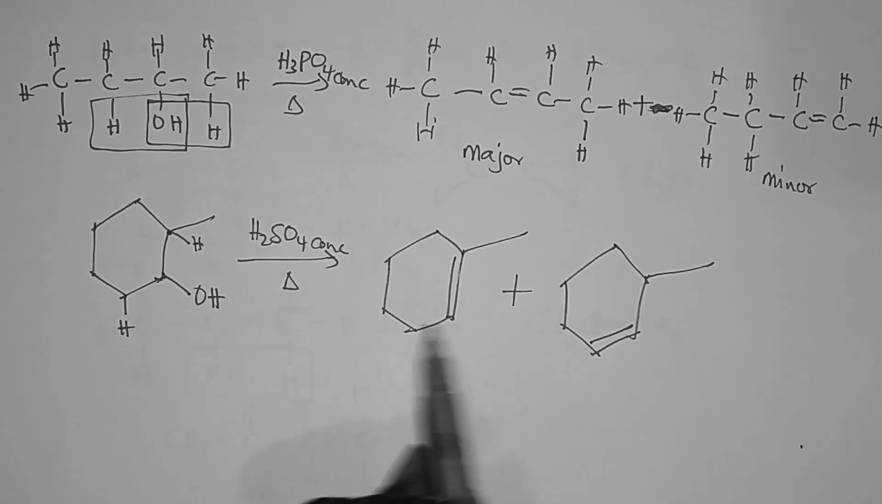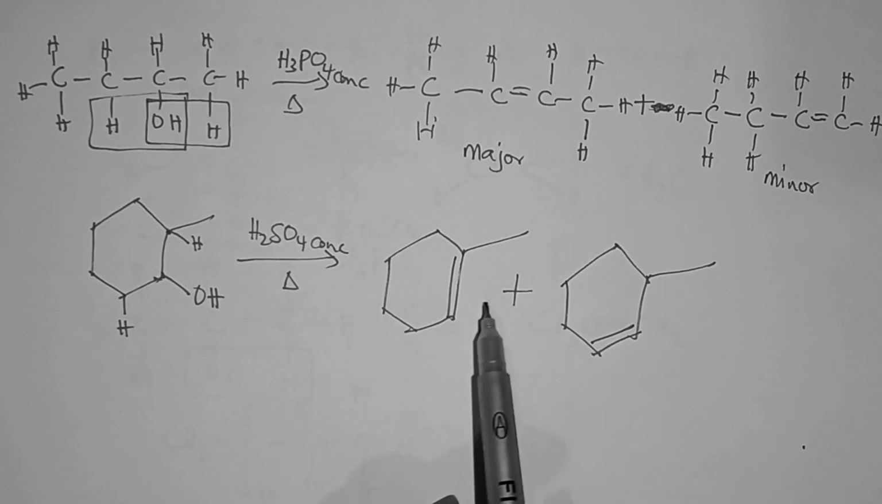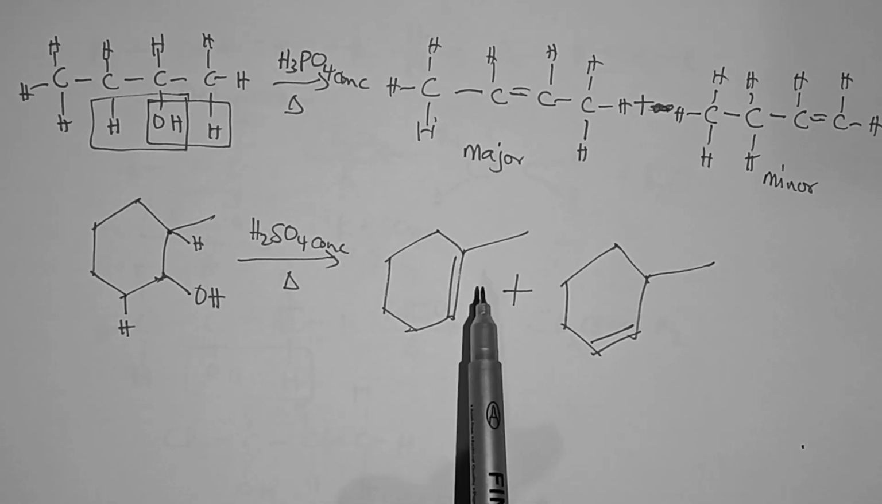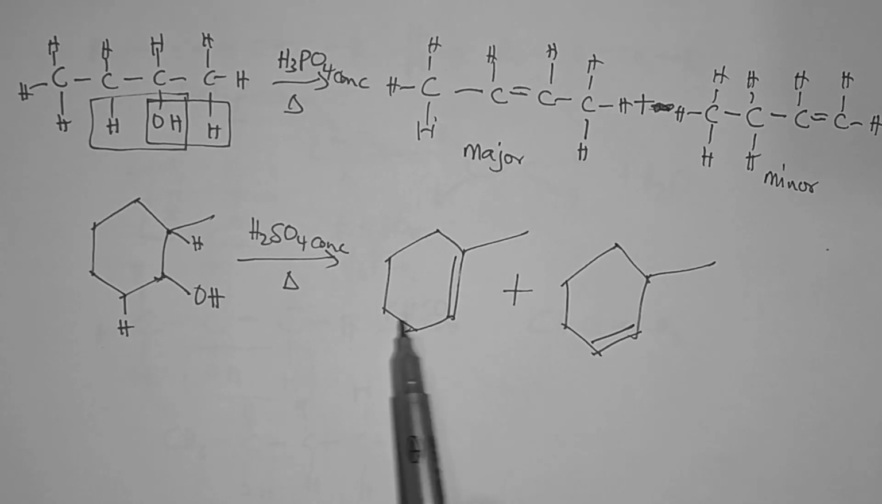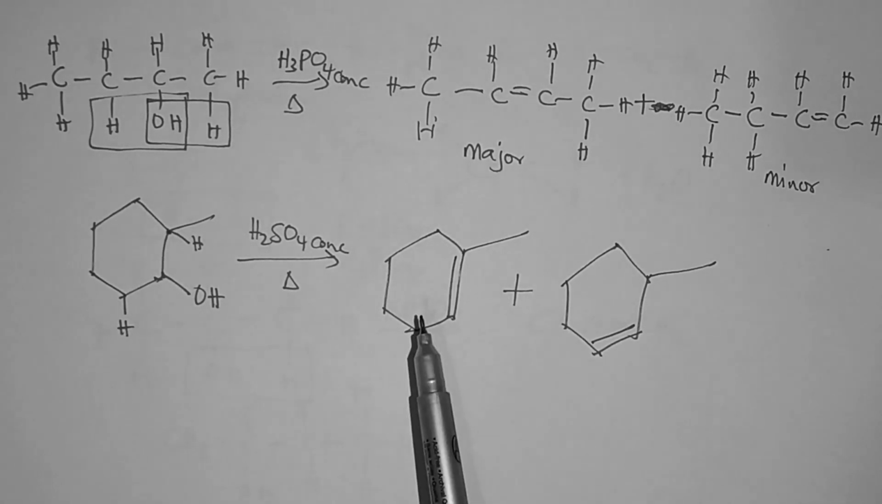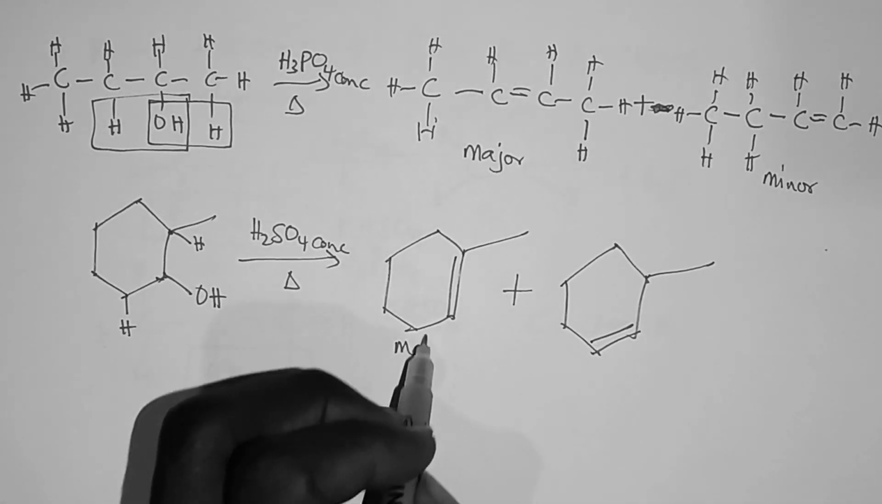Now, which of these two will be the major product? According to the Zaitsev rule, the major product is the product that comes from the more substituted alkene. And because the major product has to come from the more substituted alkene, this becomes the major product.